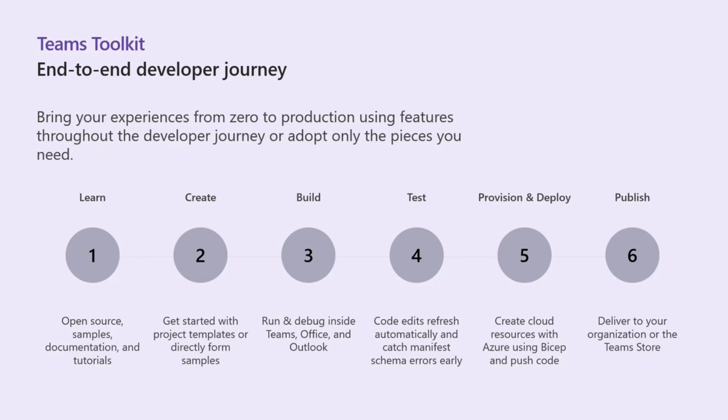And if you need it, you can also adopt our provisioning and deployment pieces of the toolkit. And what that really is, by default, we give you our opinion on a good way to get started to scale this with Azure. And then you can also use the toolkit to publish directly to Teams. So if you want to take your project and put it in your tenant, then you also have a one-click way to do that as well.